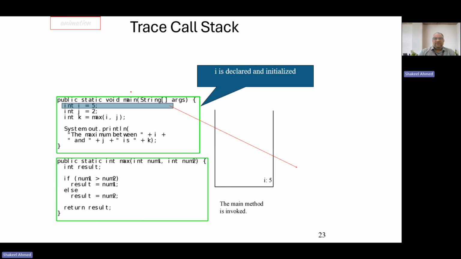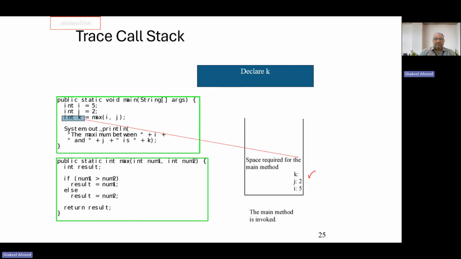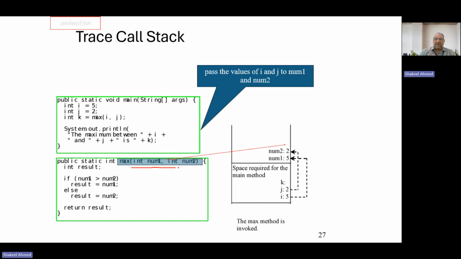Now an example with a call stack. So i is equal to 5, it is added, and after adding, j is equal to 2 in the main program, so j equal to 2 is added, and then the next value is k. We don't have anything at k right now, but we have a method to be called, max of i comma j, so it is invoking. Now the method will directly go to these values, and num1 is assigned 5 and num2 is assigned 2. So here num1 is 5 and num2 is 2.